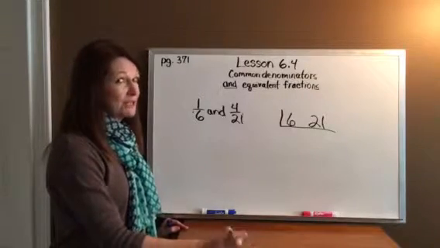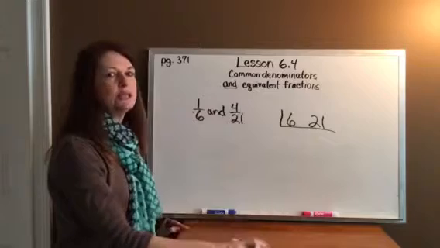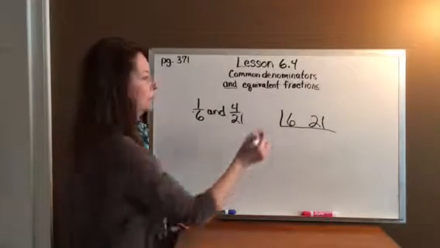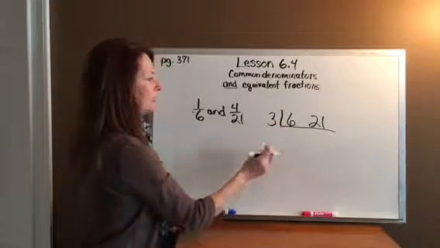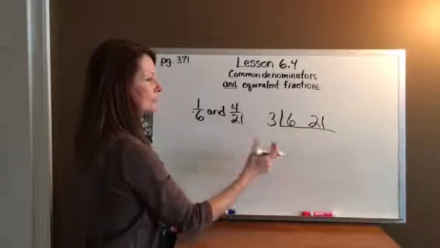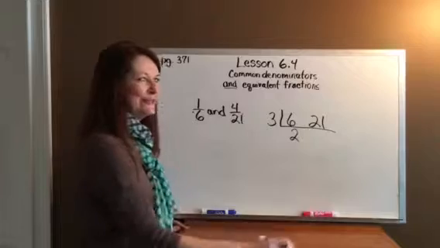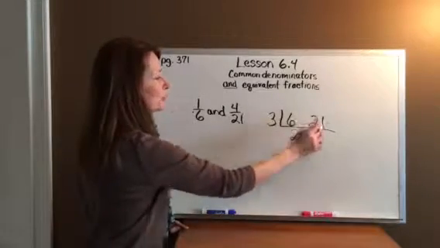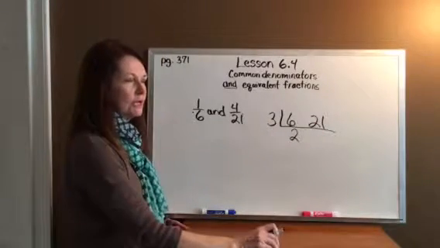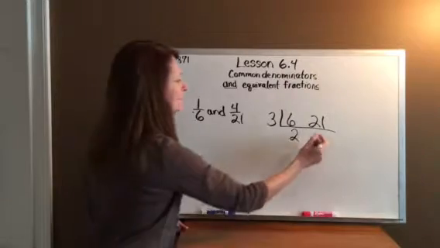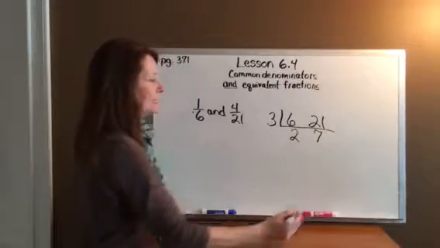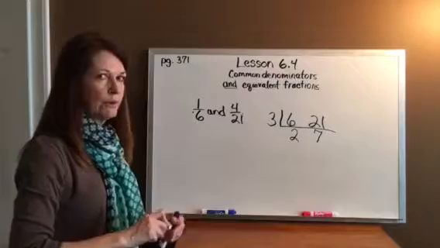What number would go into both 6 and 21? Well, they're not both even, so it's not 2. I know that it's 3. Hopefully you know that too. So I'm going to put my 3 right here. 3 times what is 6? 3 times 2. Good for you. 3 times what is 21? 7.